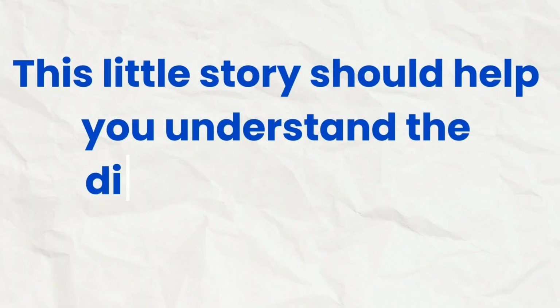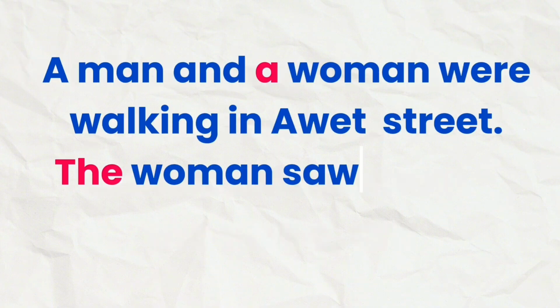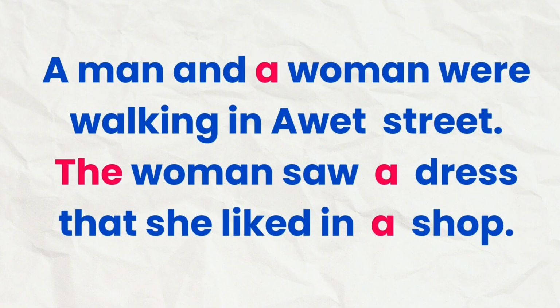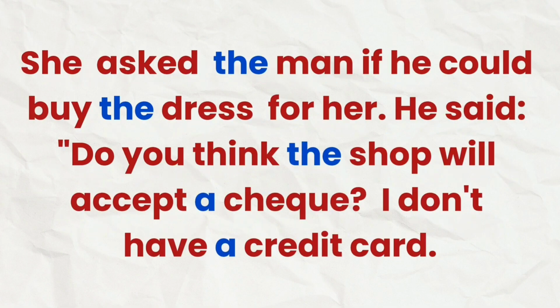This little story should help you understand the difference between a and an. A man and a woman were walking in Orit Street. The woman saw a dress that she liked in a shop. She asked the man if he could buy the dress for her. He said, "Do you think the shop will accept a check? I don't have a credit card."